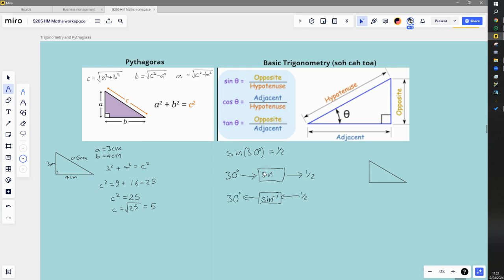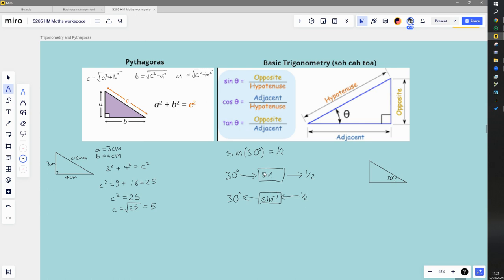So we have the sine machine, or the sine function, the cos function, and the tan function, and they can all be run in reverse. Now, how to use them then? So if I have a triangle like this, let's say that is 30 degrees.